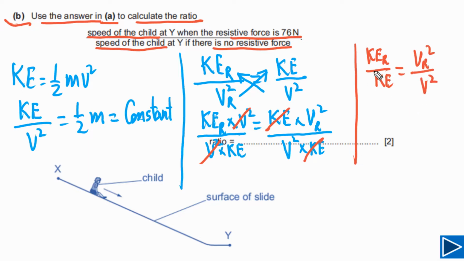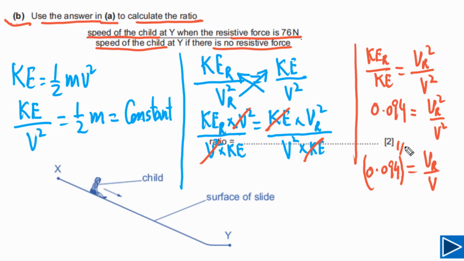But we have the ratio between KE_R over KE already. That was equal to 0.094, and this is coming from part A. And this is equal to V_R squared by V squared. We need to find the ratio between V_R over V, so we can take the square root on both sides, meaning we take the power of 1 by 2. Now if we simply solve this, we will get our final answer that will be equal to 0.31. So this is the answer.